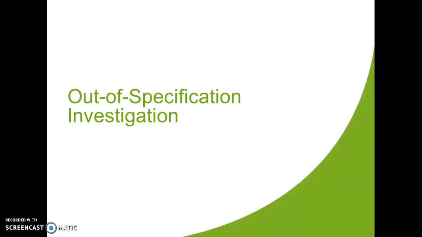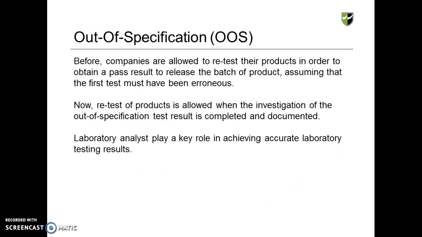Out-of-specification investigation. Before, companies were allowed to retest their products in order to obtain a pass result to release the batch of product, assuming that the first test must have been erroneous. Now, retest of products is allowed when the investigation of the out-of-specification test result is completed and documented. Laboratory analysts play a key role in achieving accurate laboratory testing results.